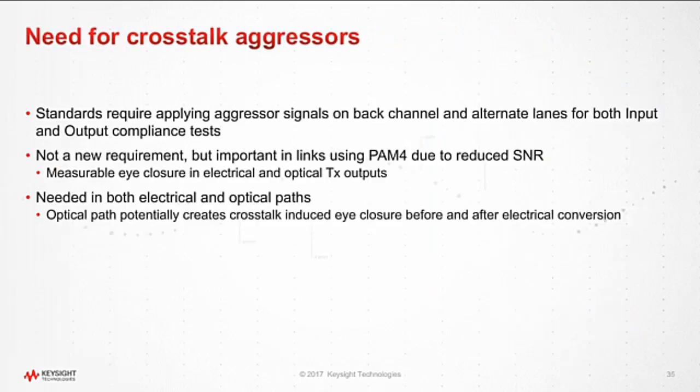Okay, now I'm going to spend just a couple minutes real quickly talking about crosstalk aggressors. As I said, we need them for PAM4 because of the reduced signal-to-noise ratio. We lose 9.6 dB when we go from NRZ to PAM4, and that bites us in a lot of ways, and now all of a sudden it's really important that we have those. We need them for both optical and electrical testing.